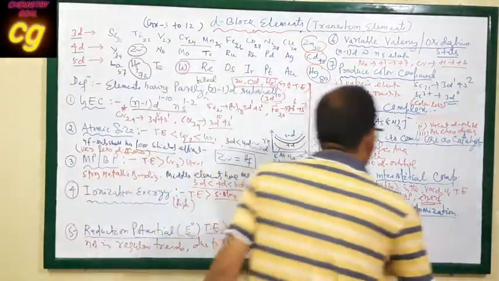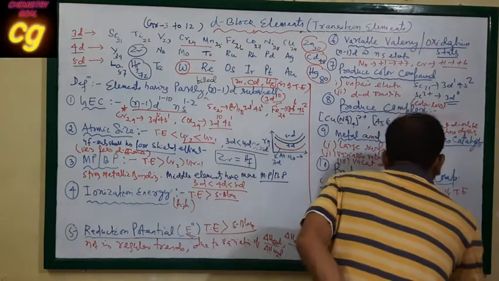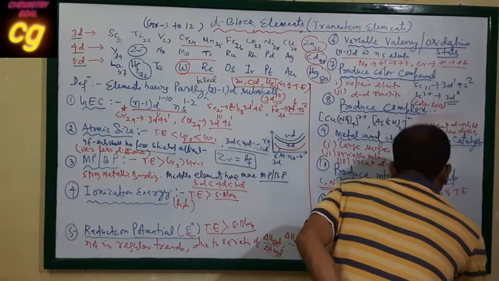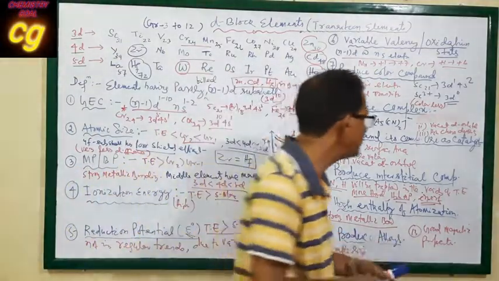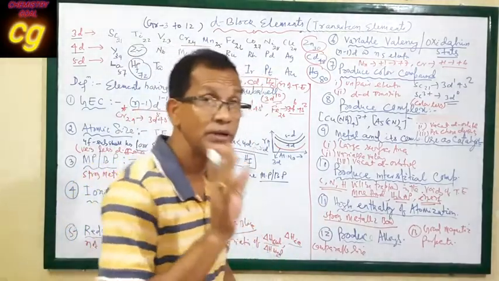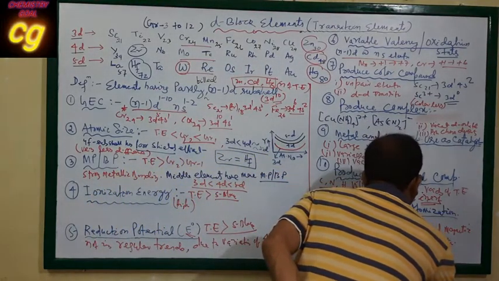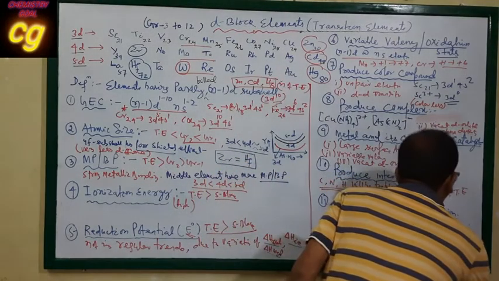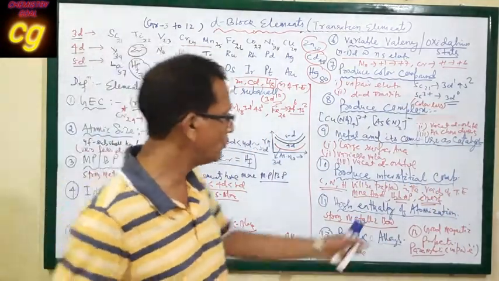Then another important property of transition elements is magnetic behavior. They have good magnetic properties. Which one? Good magnetic properties. Transition elements show good magnetic property. Magnetic property means mainly paramagnetic or diamagnetic nature. Paramagnetic nature means having unpaired electrons. As they have unpaired electrons, they have good magnetic character.